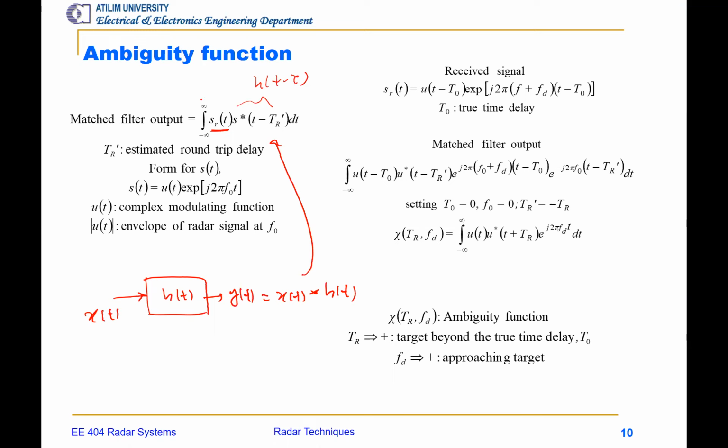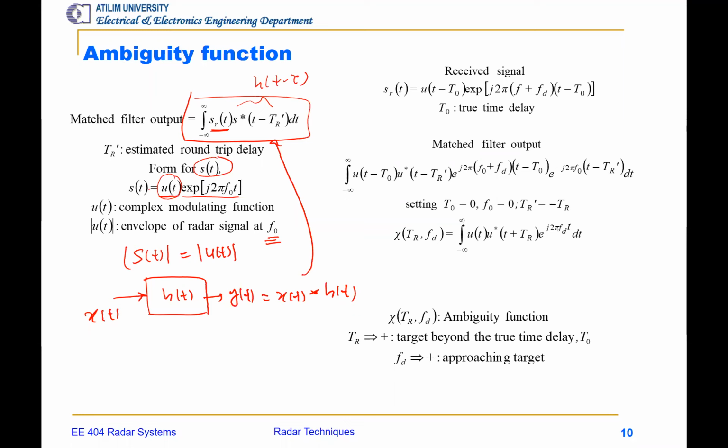Now we use this and try to derive the ambiguity function. For this purpose, let's first define a generic s of t, which is u of t times exponential j2 pi f0 t. Here, u of t is a complex modulating function, and its magnitude is going to be the envelope of the radar signal at f0. So the magnitude of s of t is going to be the magnitude of u of t.